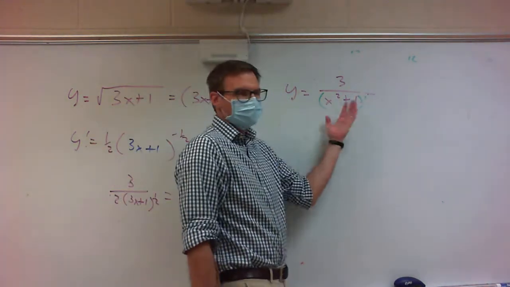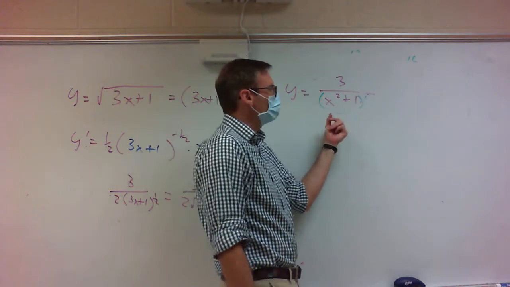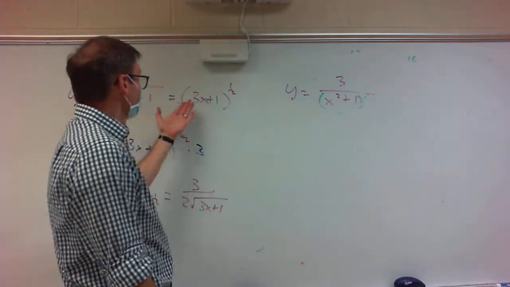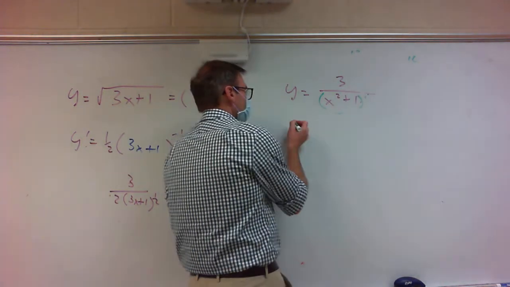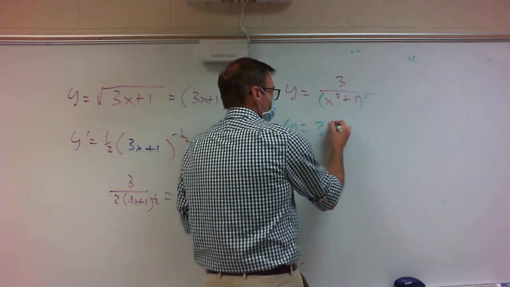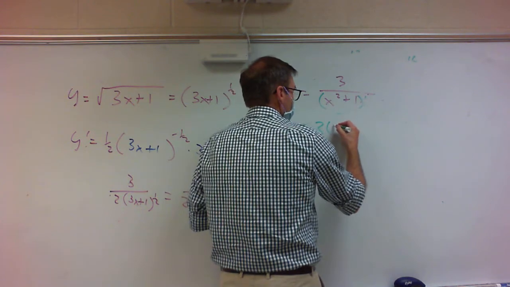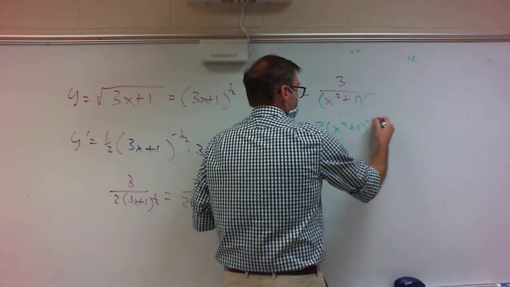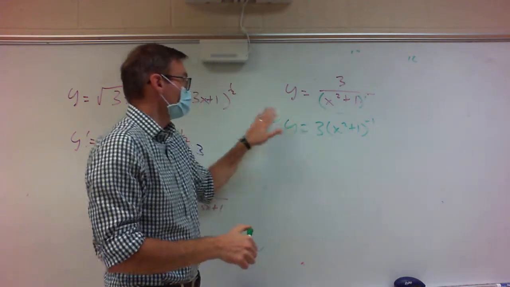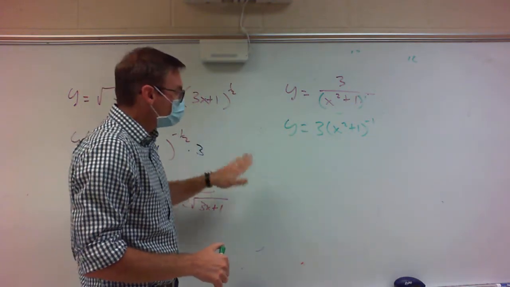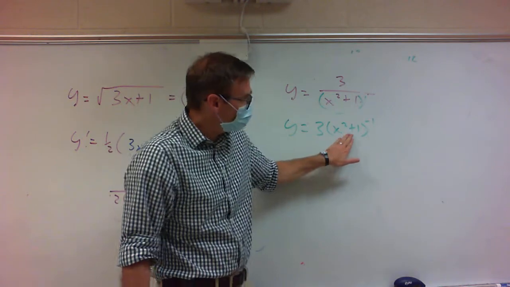No. The key to taking the derivative of this is to make it look like this. If I'm going to rewrite it, I'm going to rewrite this as 3 times (x squared plus 1) to the negative 1. Now this is starting to look like this part. And when I see this, I see 3 stuff to the negative 1.